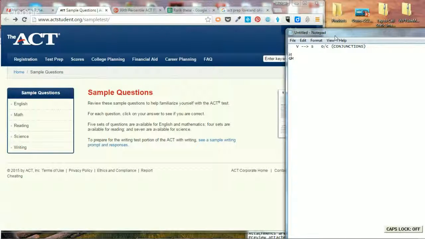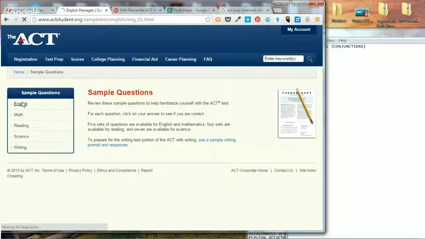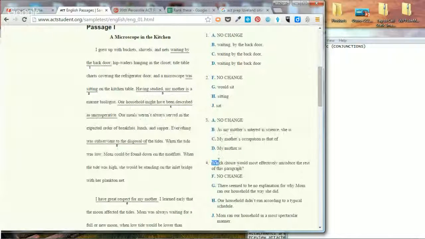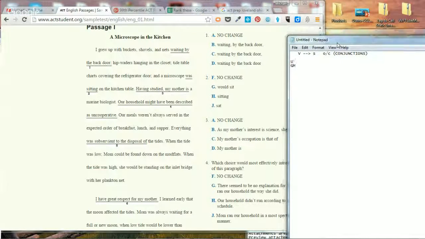So you might underline. If we look at an example here in the English section, if we scroll down, we have a question like number 4. It's actually asking us to do something specific rather than have us just change something in our question. In this case, which choice would most effectively introduce the rest of the paragraph? That's going to get into a more complex skill, but normally we're thinking in categories.